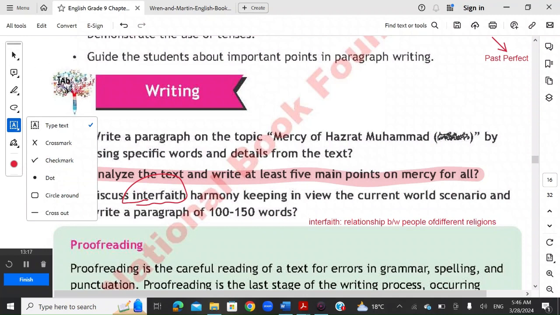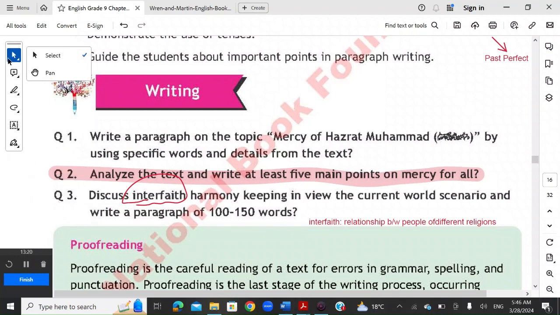So you are supposed to write a few lines. It's 100 to 150 words. It's quite simple to write. So you're supposed to discuss interfaith harmony, keeping in view the current world scenario. You know what is happening in the world. You know about the Gaza incident, you know about the Ukrainian incident and many other incidents and wars that have been going on all around the world. Keeping those scenarios in mind, you are supposed to write how we can create interfaith harmony.